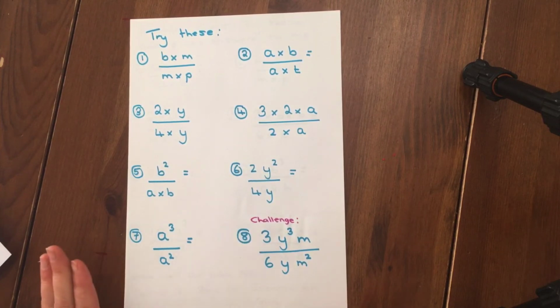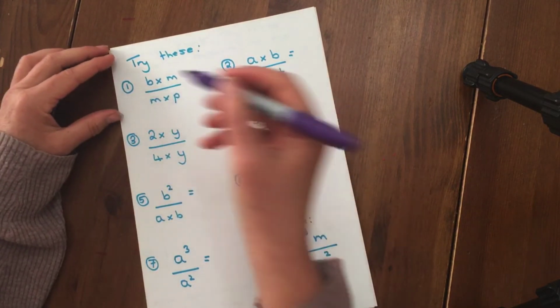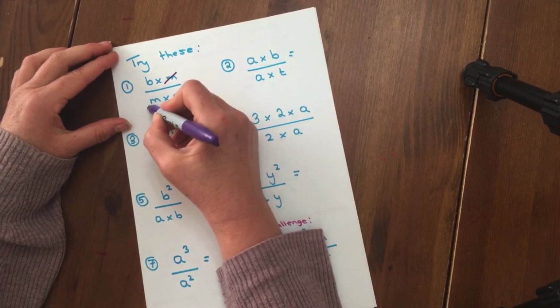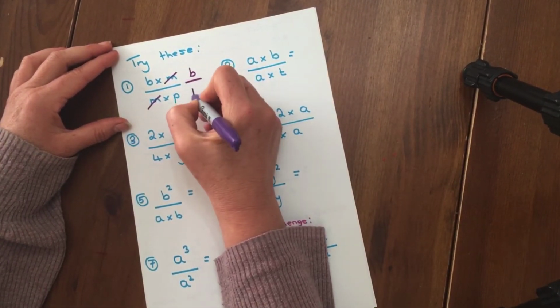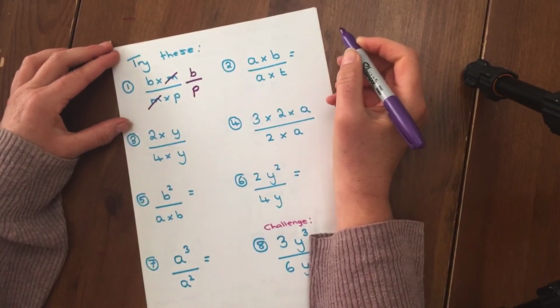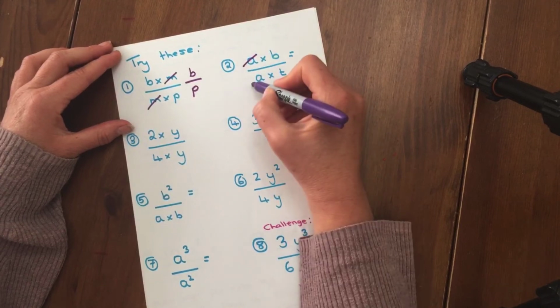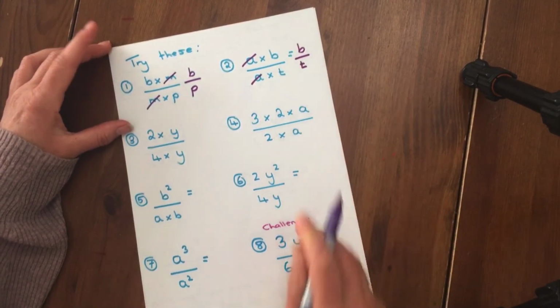Okay, right. I'm sure you found some of these really tricky, especially the challenge. Let's go through each one. Right, the first one, not too hard. Just cancel top and bottom by m. So I'm left with b over p. Okay, question 2. A on the top, a on the bottom. So b over t.